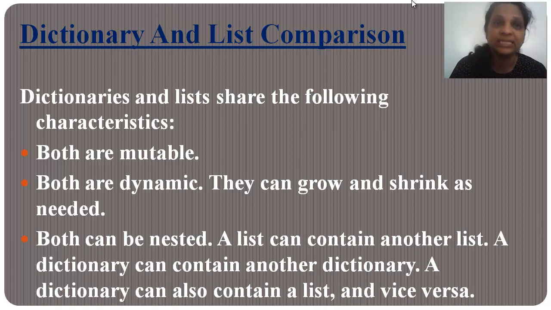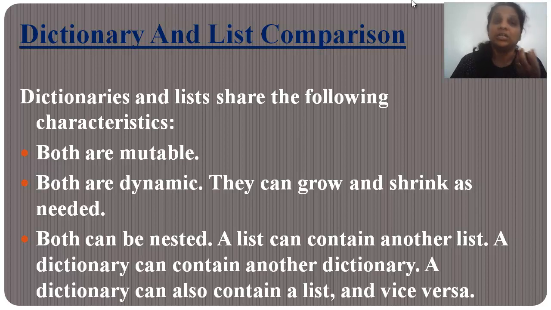Both can be nested. That means in a list, you've seen we can have another list. In a dictionary, I can have another dictionary. Or in a list, I can have a dictionary, and in a dictionary, I can have a list, depending upon what is the usage of that particular element. Is that clear? So these were the similarities between a list and a dictionary.